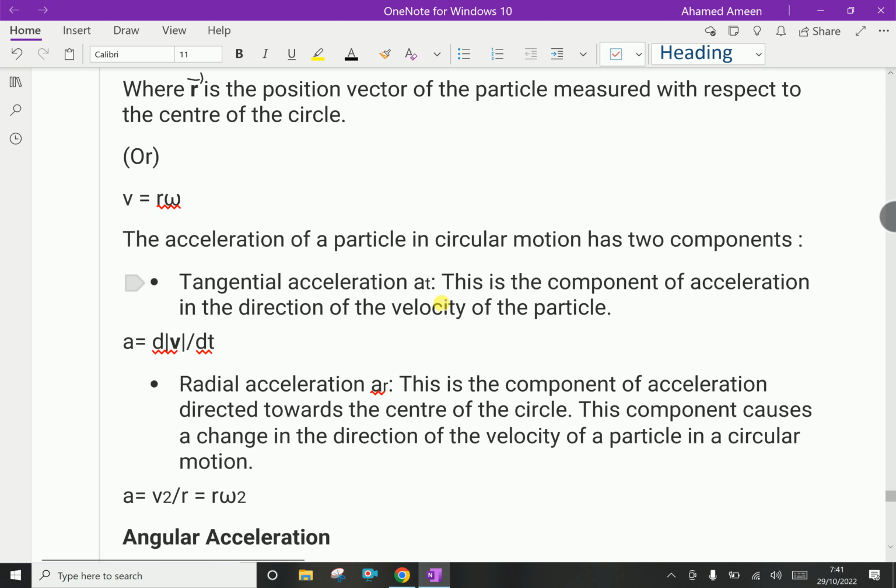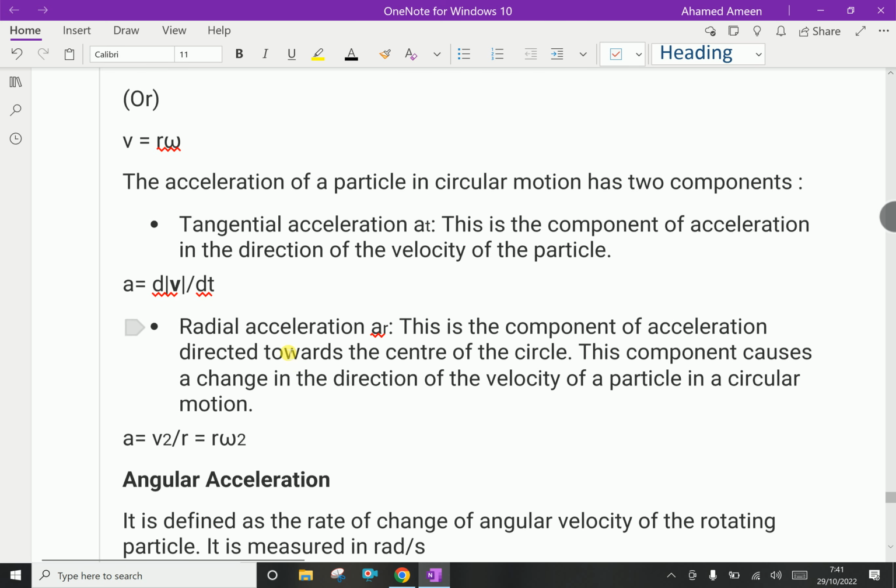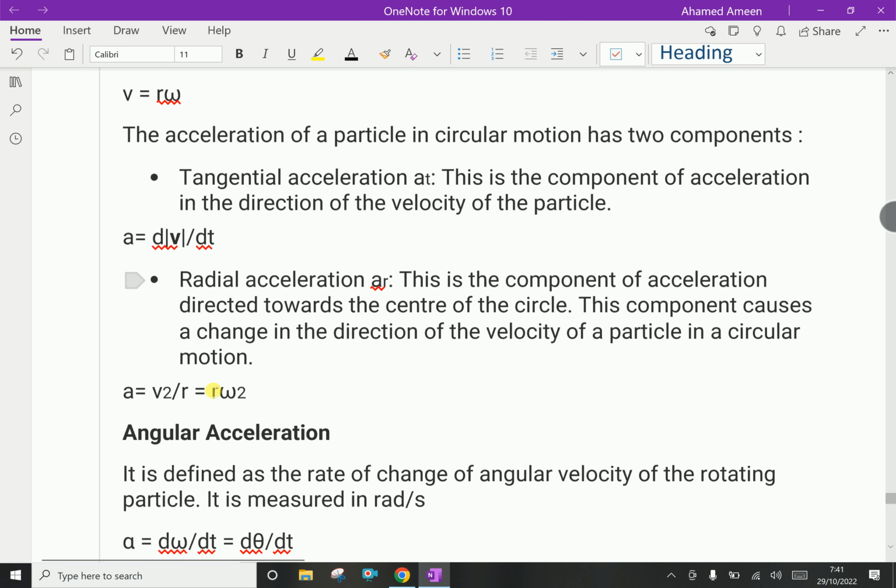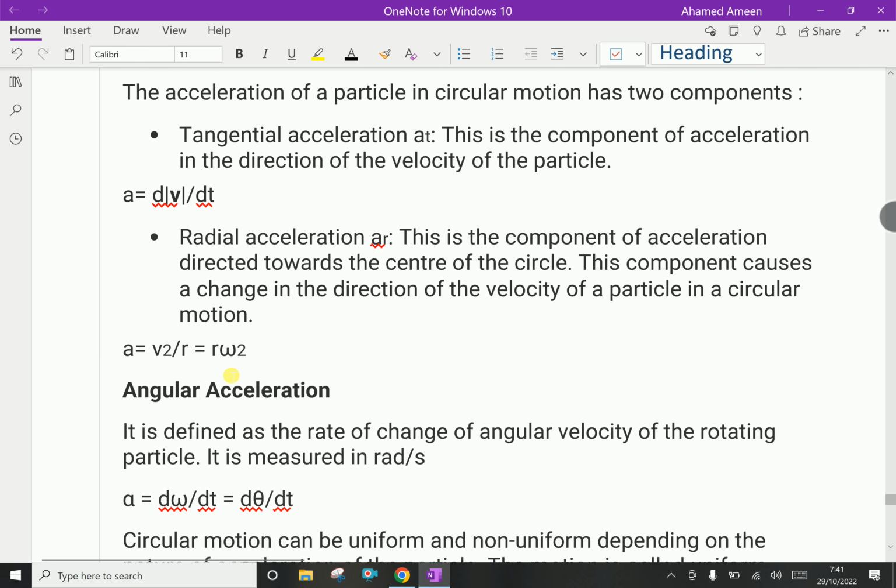The acceleration of a particle in circular motion has two components. Tangential acceleration at is the component of acceleration in the direction of the velocity of the particle. a equals dv by dt. Here the centripetal acceleration a equals v square by r, which is r omega square.